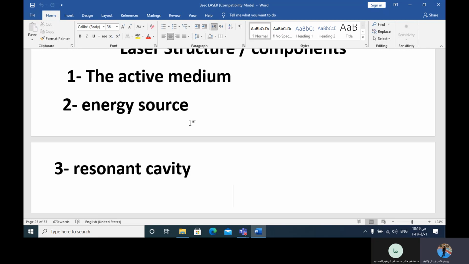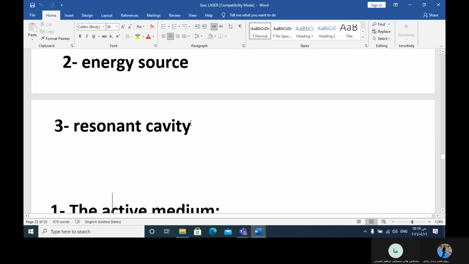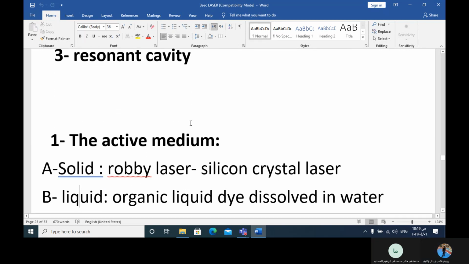The component number three about laser is the resonant cavity. This is the apparatus itself, or the device. The resonance cavity is simply the special place where we put the active medium in, which will enable the laser to perform.